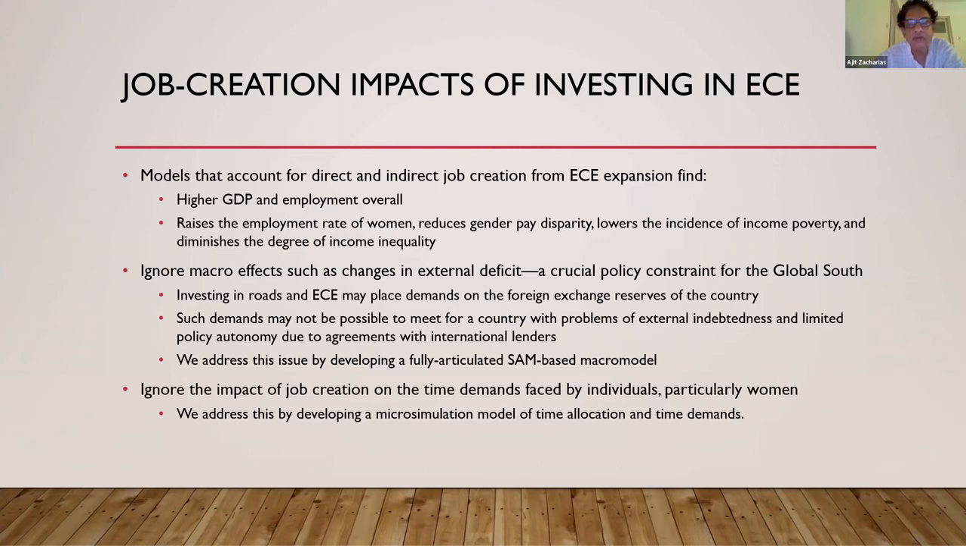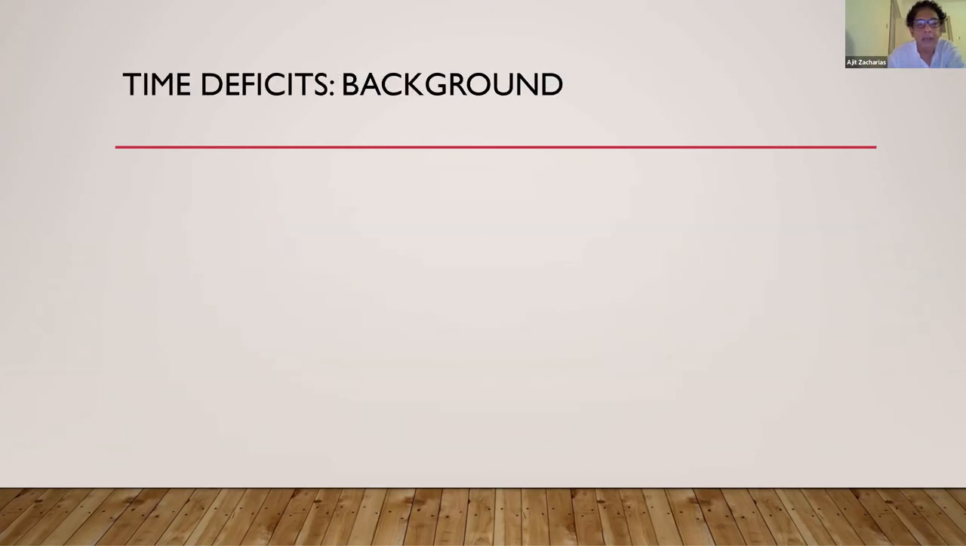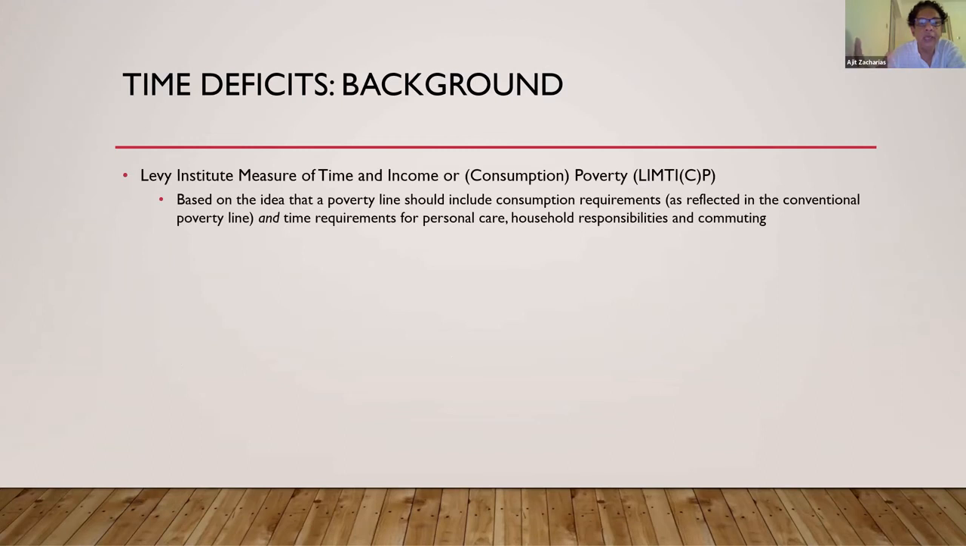So to address this task, we develop a micro simulation model of time allocation and time demands. Okay. What do we mean by that? How do we look at that? To look at the time demands and the time deficits, we use this framework that's been developed at the Levy Institute, which is called the Levy Institute measure of time and income or consumption poverty, depending on whether income or consumption is used as a yardstick for measuring poverty.